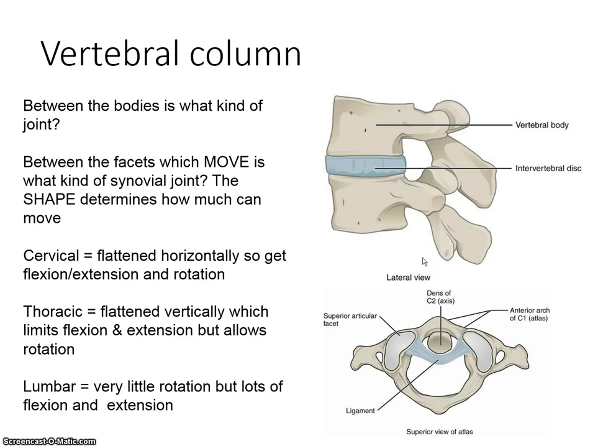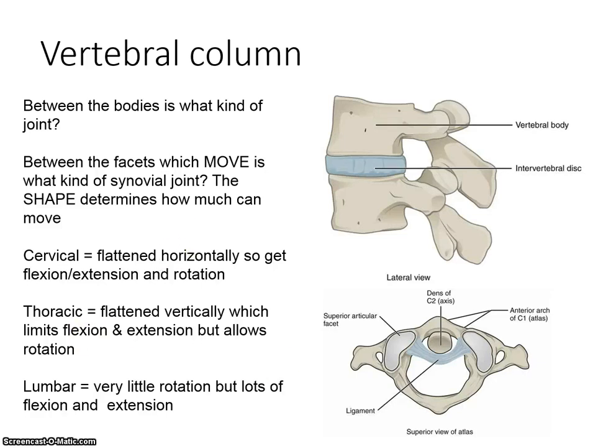And again, the shape really determines this. So in the cervical region, with the exception of our atlas and axis, which are a pivot joint, between C3, 4, 5, 6, 7 there are these flattened horizontal facets, and because of this we get flexion, extension, and rotation. And again, think about all the ways that you can move your head and which joints are responsible for that, or move the neck really, and then the head moves with it.